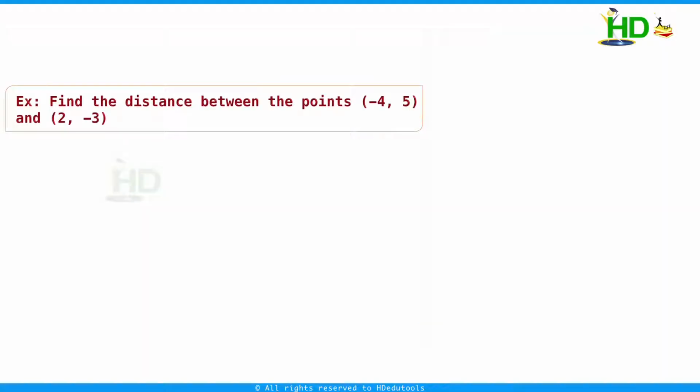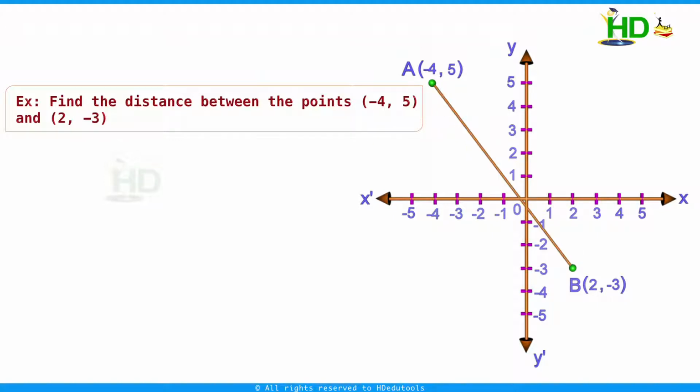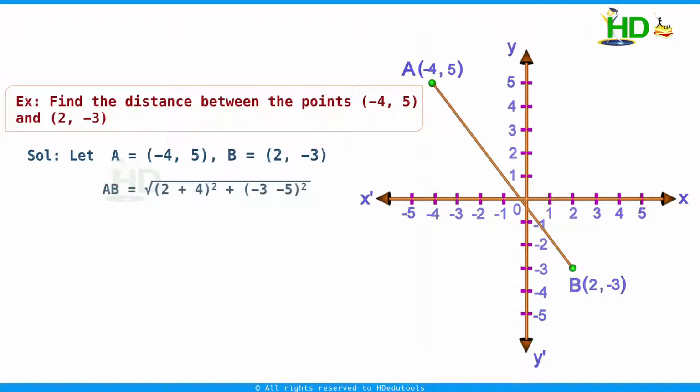Now you take this example, find the distance between the points (minus 4, 5) and (2, minus 3). Simply you consider point A is (minus 4, 5), B is (2, minus 3), and using the relation AB equal to root of (x2 minus x1) whole square plus (y2 minus y1) whole square, substituting x1, y1 as minus 4 and 5, x2, y2 as 2 and minus 3, we get root of (2 plus 4) whole square plus (minus 3 minus 5) whole square. Now this is equal to root of 36 plus 64, this is 10 units.